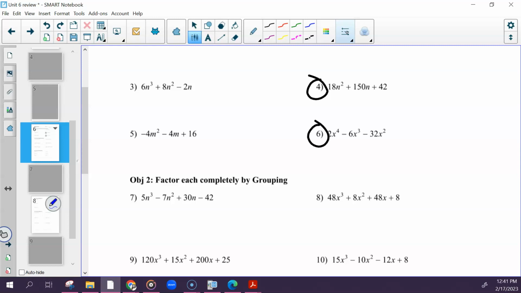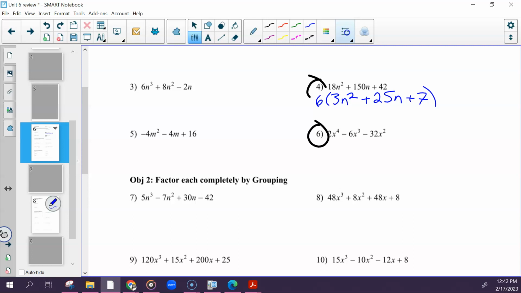Alright, so this first section is just finding GCF. What do these three numbers have in common? 6. Yes. So if we are dividing each one by 6, what's left? 3n squared plus 25n plus 7. Yes, and you know that's all because there's nothing else you can do with it. I can't take anything else out of there.